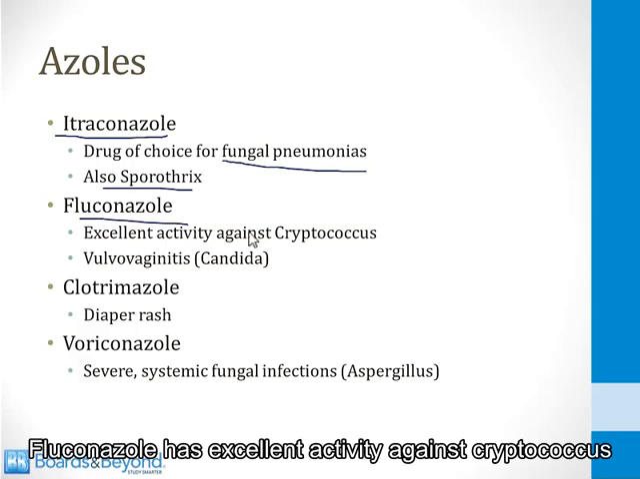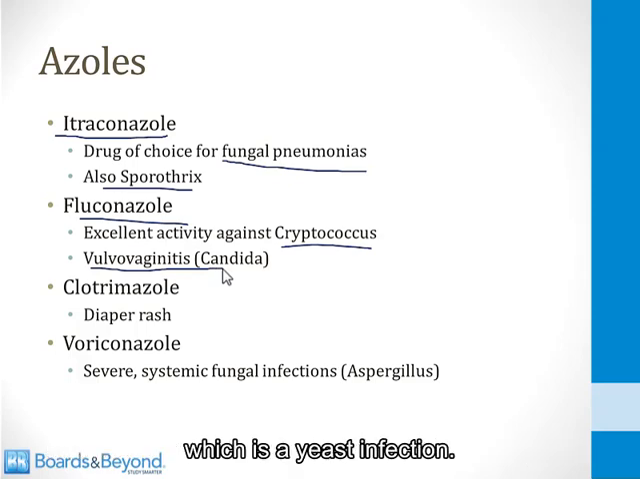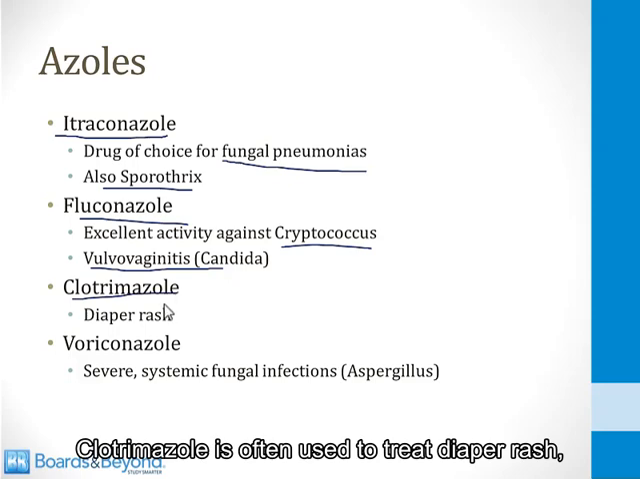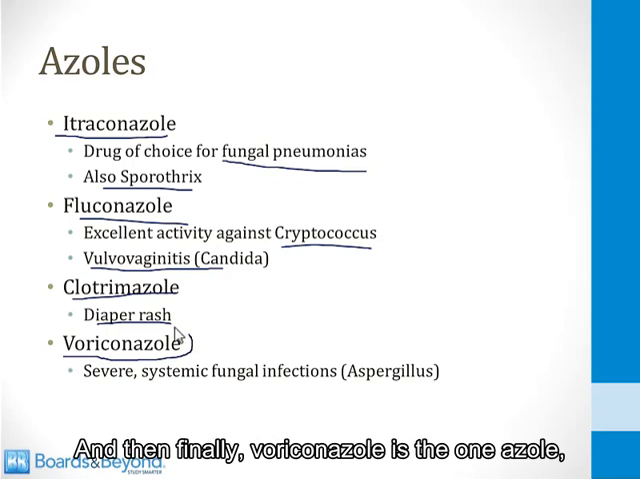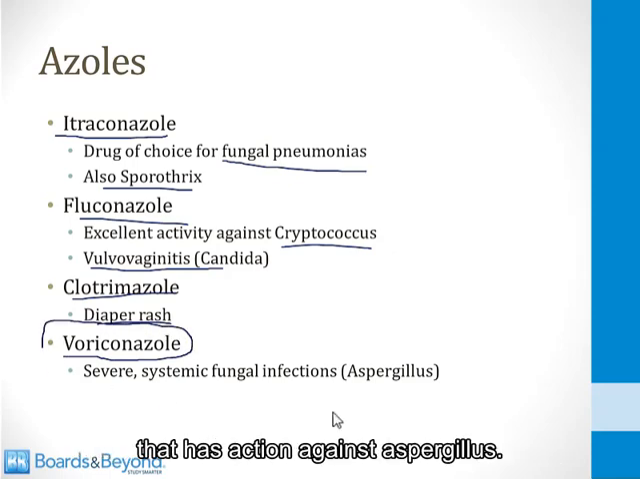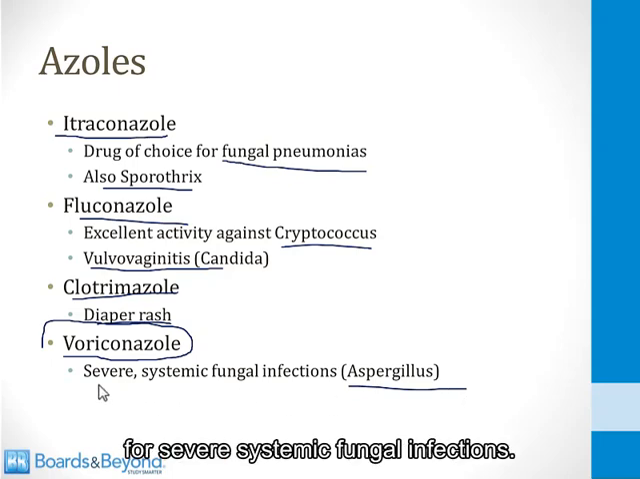Fluconazole has excellent activity against cryptococcus, and it's also used for women who get vulvovaginitis, which is a yeast infection. Clotrimazole is often used to treat diaper rash, which is caused by Candida. And then finally, voriconazole is the one azole that has action against aspergillus. So this can be used intravenously for severe systemic fungal infections.